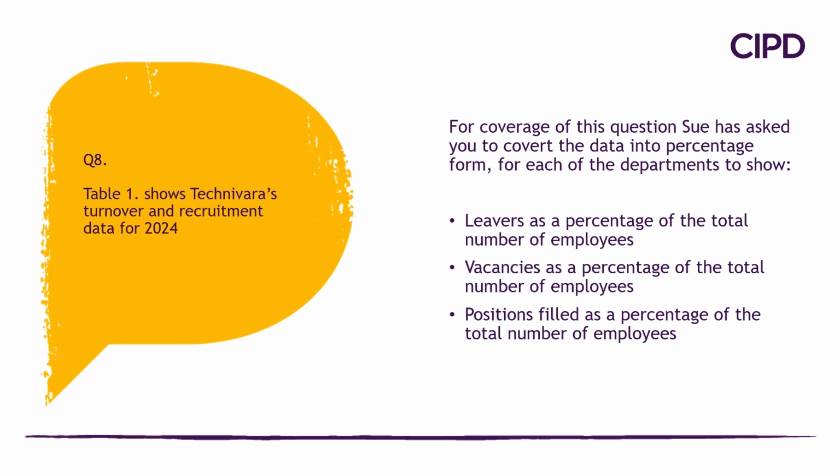So for coverage of this question, Sue has asked you to convert the data into percentage form for each of the departments to show leavers as a percentage of the total number of employees, vacancies as a percentage of the total number of employees, positions filled as a percentage of the total number of employees. It's worth noting here, you do not need to provide a reference or an in-text citation for AC 2.1.